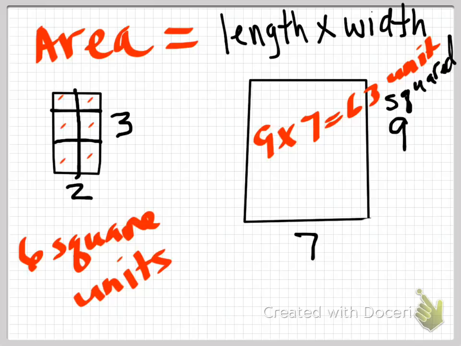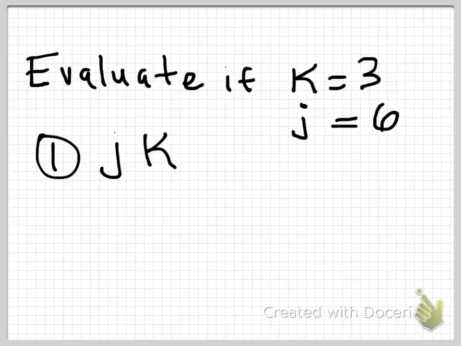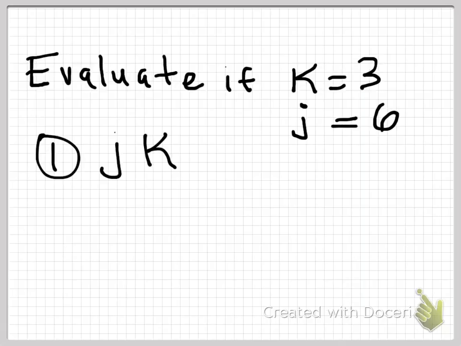Okay, and let me see what's next. Oh, this one. Okay, so evaluate. So these look weird because there's letters. When in the world did it become okay to use letters in math? Well, they're saying evaluate if K equals 3 and J equals 6. Well, these letters are actually variables. They stand for a number. In this case, they're giving you the number.